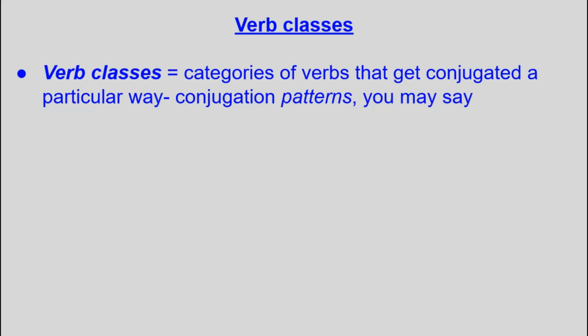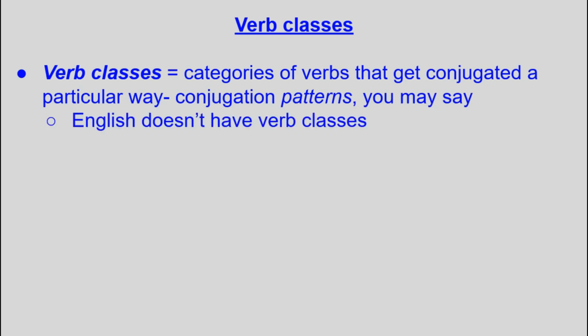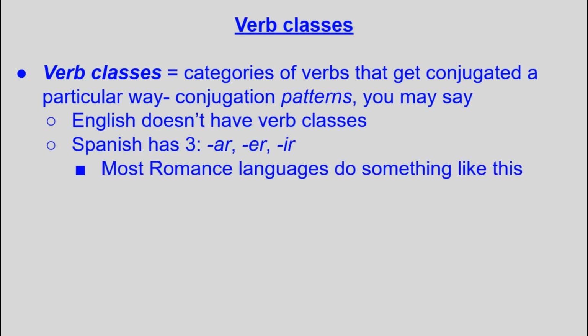Next, we'll talk about verb classes. Much like how noun classes are different categories of nouns in terms of how they change for different grammatical functions, verb classes are categories of verbs that get conjugated differently. English doesn't have them, but an example you may be familiar with is Spanish, which has three verb classes, ar, er, and ir, based on the infinitive suffix, and all Romance languages I know of do something along those lines.